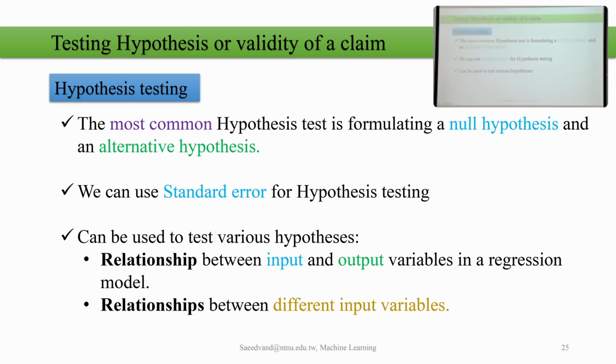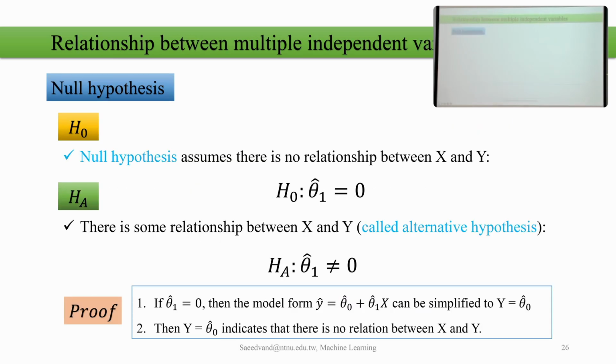It is not limited to the null hypothesis. We can use it for different ones, but it shows the relationship between input and output variables, for instance here in a regression model. So what is it doing? Using the standard error, it checks the input and output relation and says that, okay, this hypothesis can be valid or not valid. So that is the same definition that I explained to you.